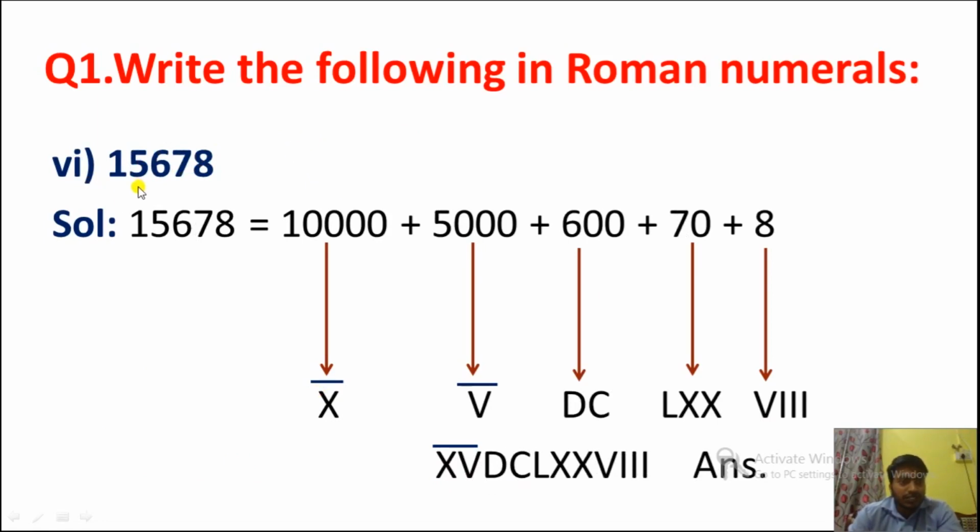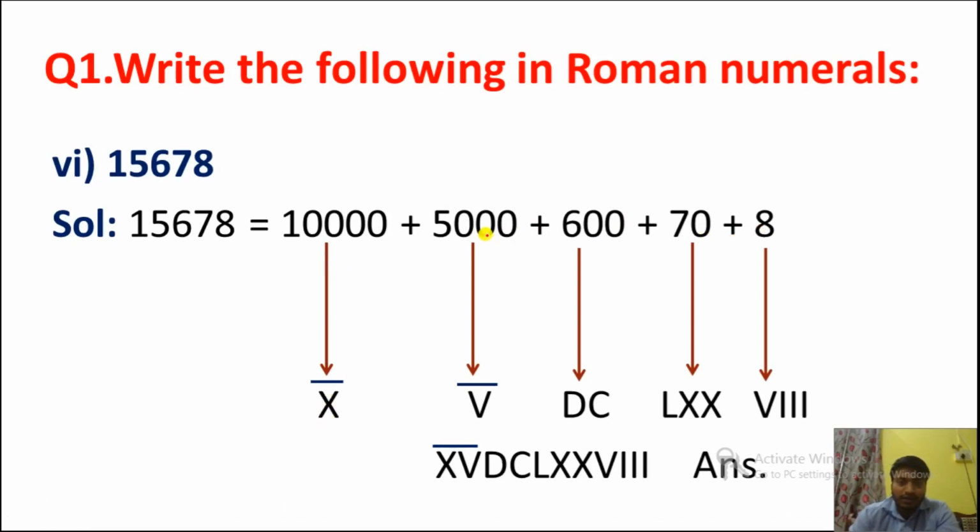Now question number 6, 15,675. First we have to write it in expanded form. So the expanded form will be 10,000 plus 5,000 plus 600 plus 70 plus 8. Now 10,000 we can write like this, X with a bar over it, as we have just seen.